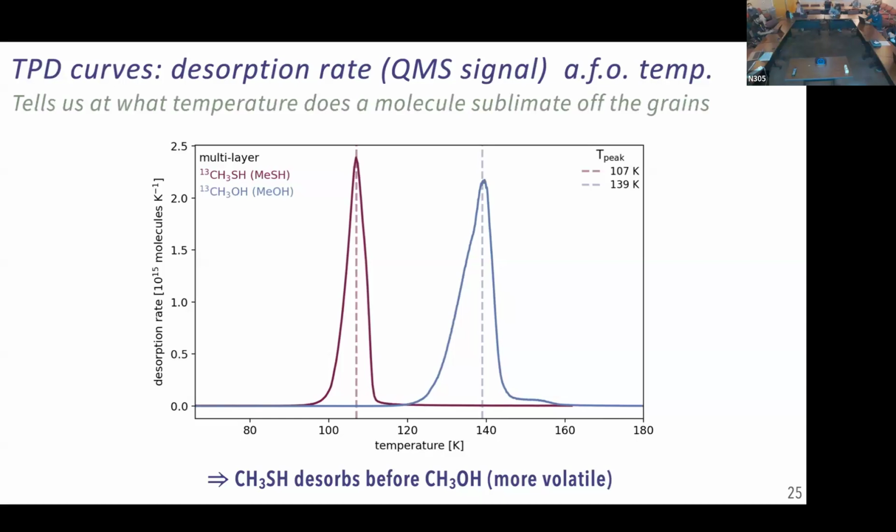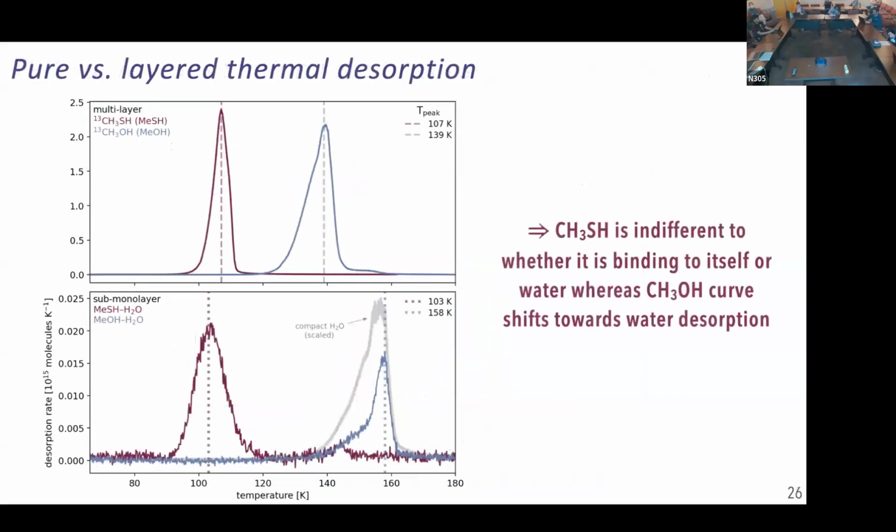And yeah, so this just tells us for a pure substrate, at what temperature a molecule sublimates off the grains. So when I go to pure versus layered, the top is what I just showed before, and the bottom is a submonolayer, or less than one monolayer, on top of a compact water matrix. When I say compact water, it means we have deposited it at 100 Kelvin, so there are no pores. It's basically all compact and things cannot go in.